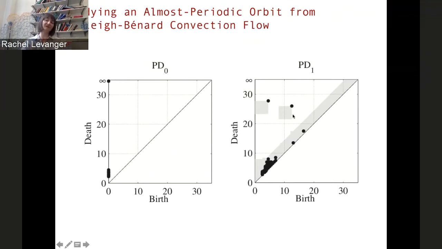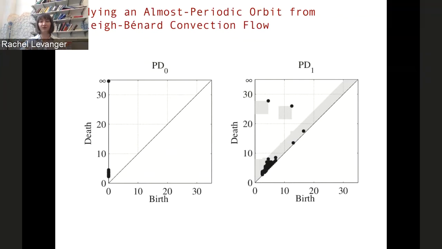And then there's actually a secondary loop structure happening here. So this indicates that the periodic orbit is probably twisted or folded or pinched in some way. But now we can actually say with confidence that these two loops would exist in the original point cloud because they are bounded away from the diagonal.